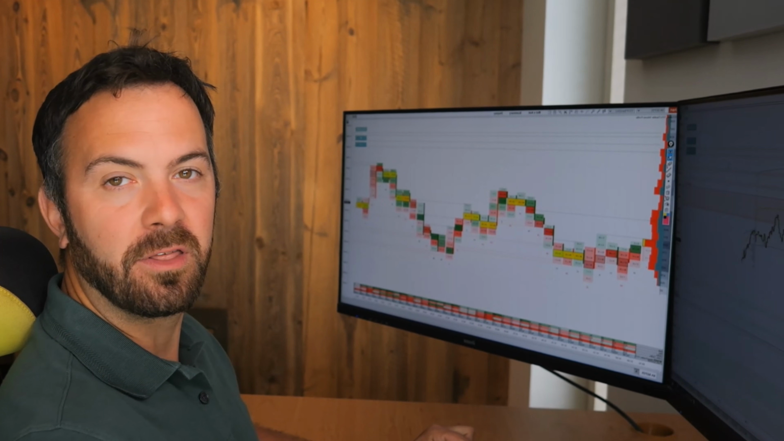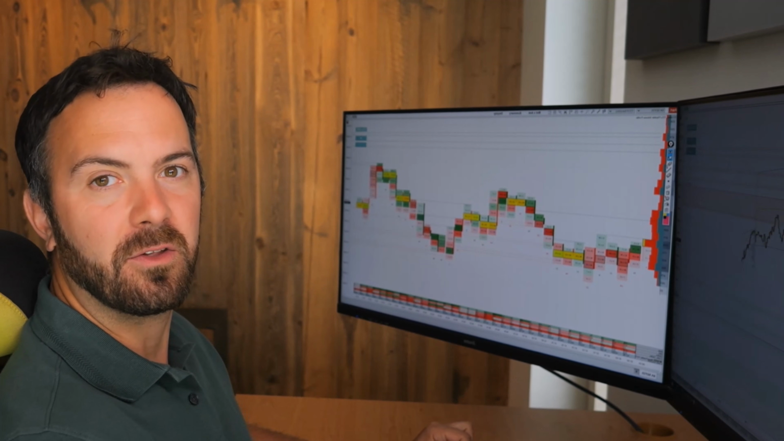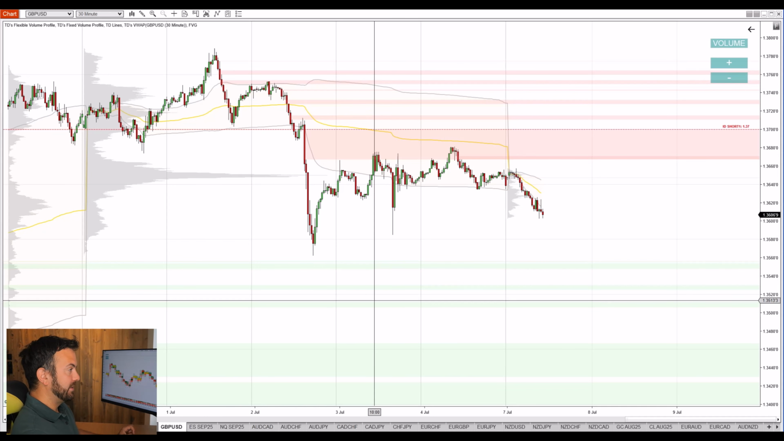Today we are going to cover 3 trading levels. One will be on the British pound, then the next one will be on the Japanese yen, and the third one on the Australian dollar, US dollar. So let's check them out.